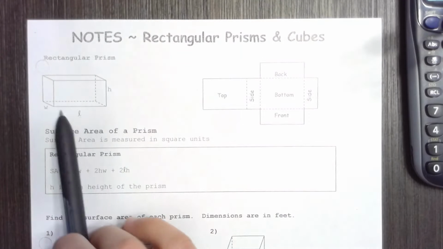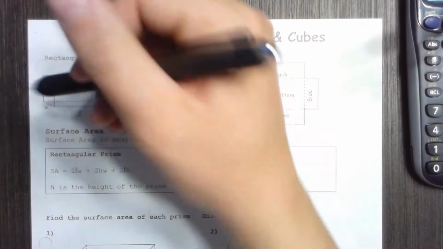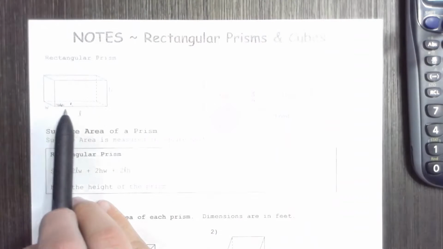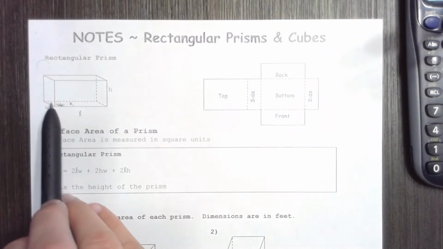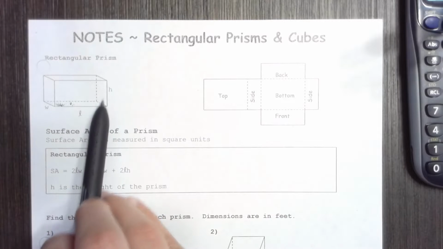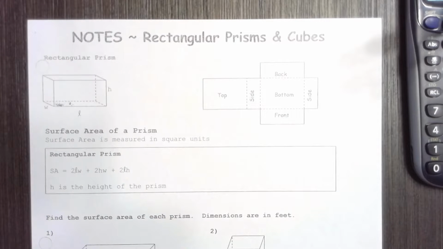You have three measurements that you'll have to know. The length, so think about the base. The base of a rectangular prism is just a rectangle, so you're still going to have your length and your width. The only thing that's different now is since this is a 3D figure, you just need to know the height. So you need to know the length, the width, and the height. These are three numbers that you need to know.